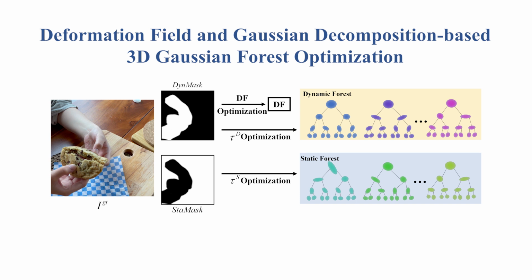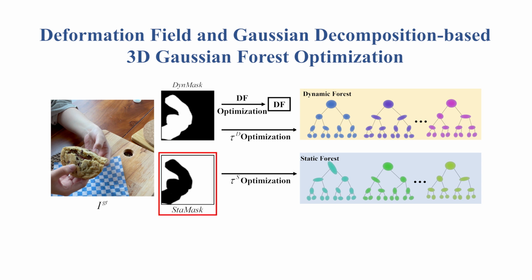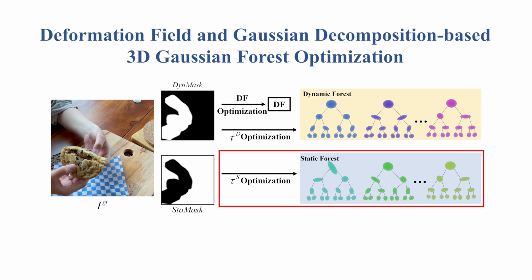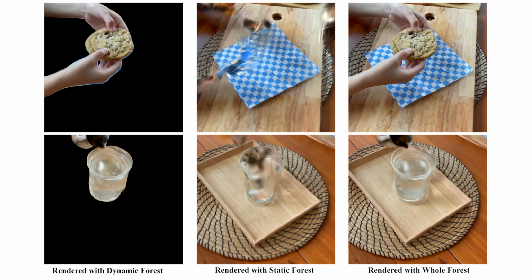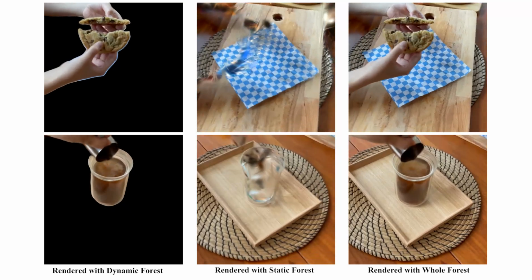Subsequently, we propose a 3D Gaussian forest optimization method based on the deformation field and Gaussian decomposition to optimize the forest and deformation field. Based on the dynamic mask, this method first optimizes the deformation field and the dynamic forest separately. Then, based on the static mask, this method optimizes the static forest. Here are images rendered with the dynamic forest, static forest, and whole forest, respectively.